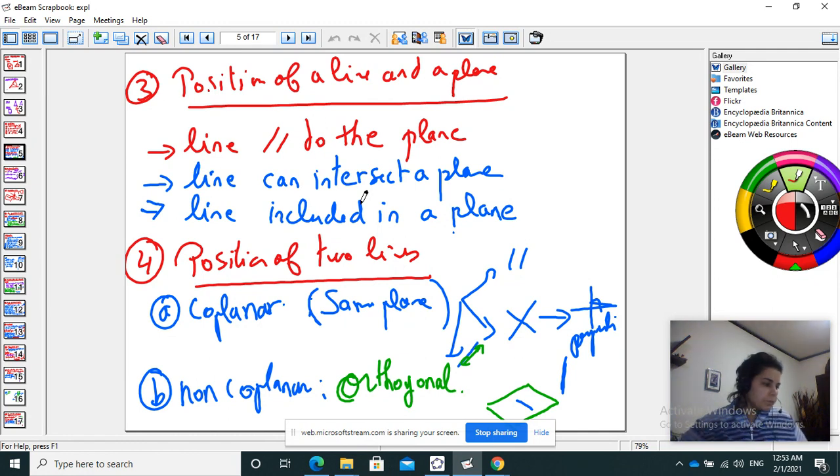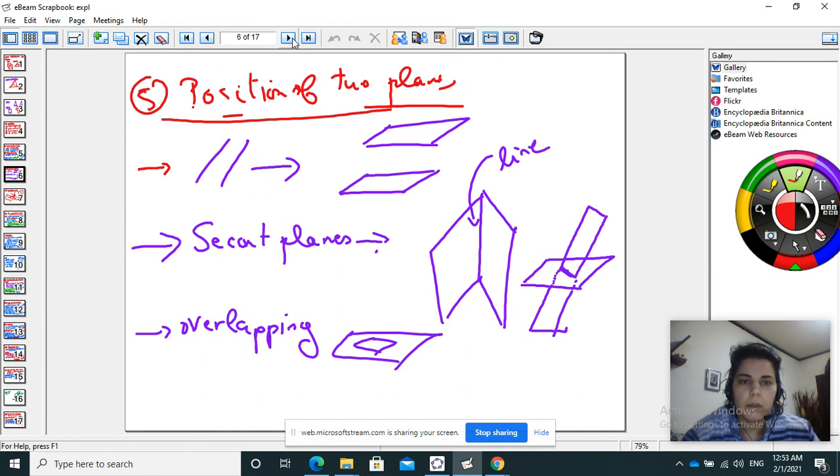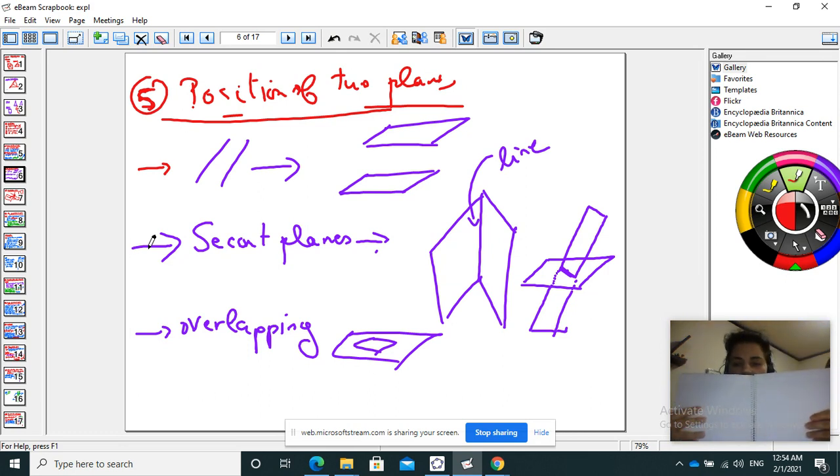Okay, that's it. I will stop the video here because in part 2 we covered position of two lines, and then we will move on to position of two planes. Position of two planes is also easy. Those are two planes. The two planes could be parallel planes. The planes could be secant. How is the secant plane like this, and their intersection is what? It's a line. They could be secant and their intersection is a line.